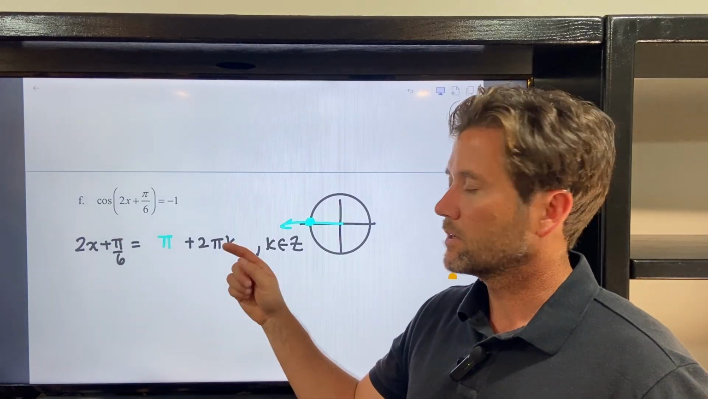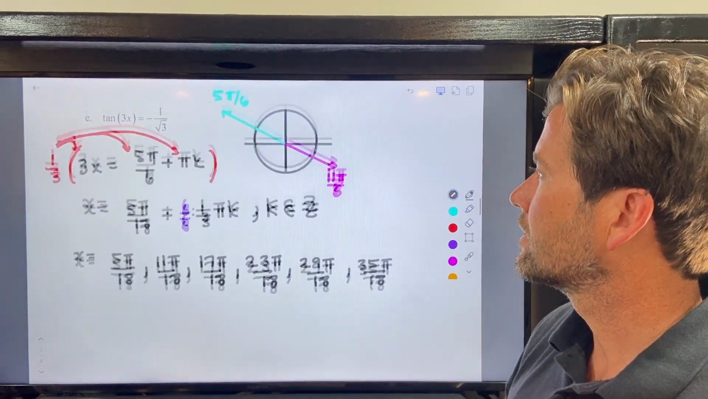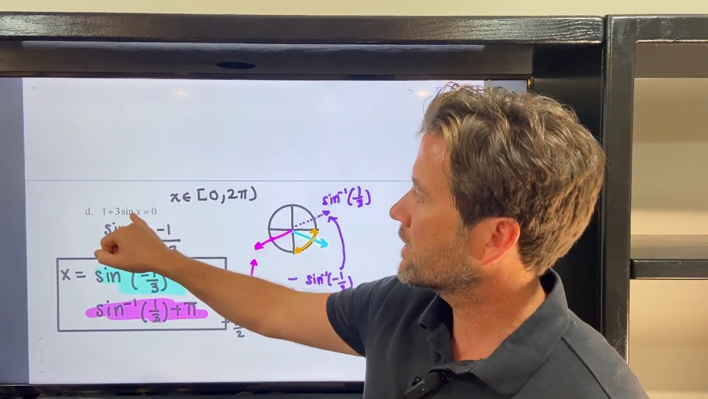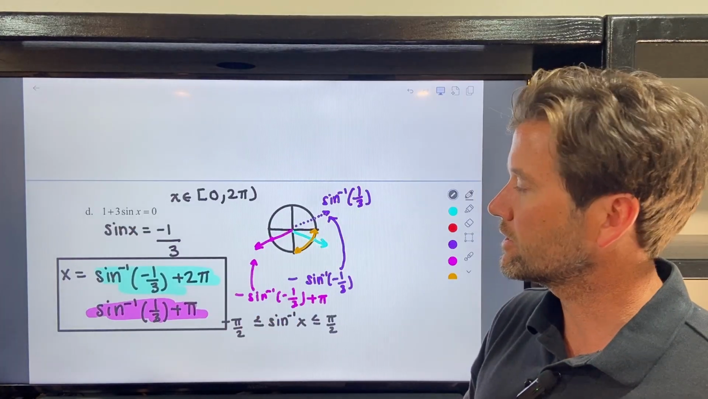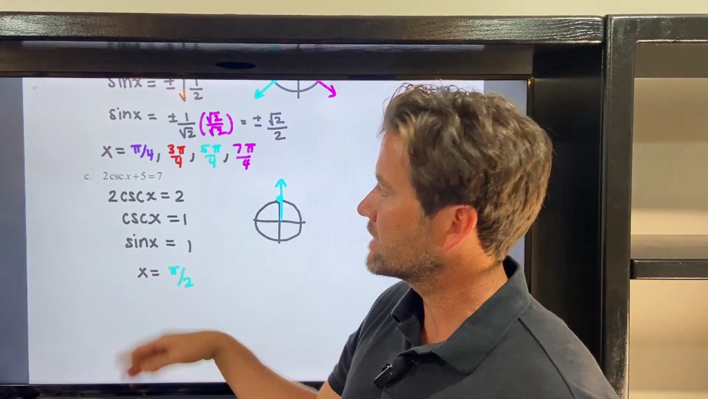I don't know if you noticed, but previously when we listed solutions, when it was a 1x, I didn't write the k. I didn't use k at all. I didn't write a general formula. When this was cosecant of 1x, I didn't do a general formula.